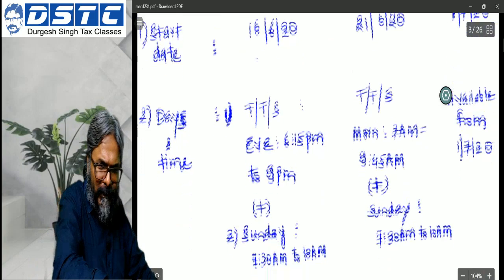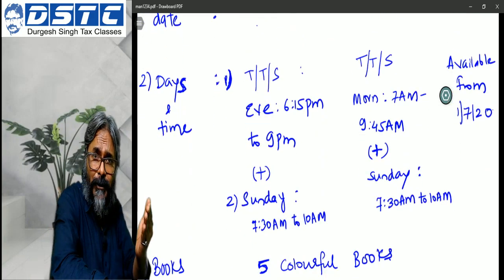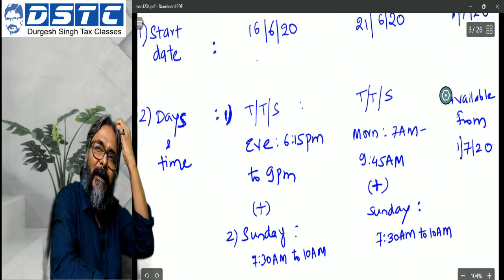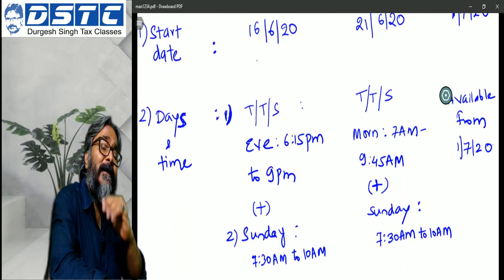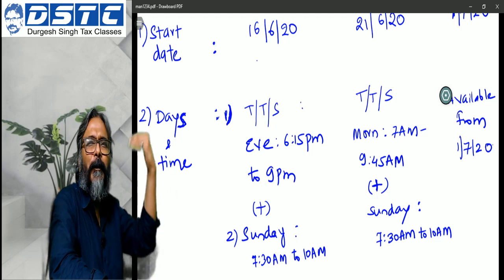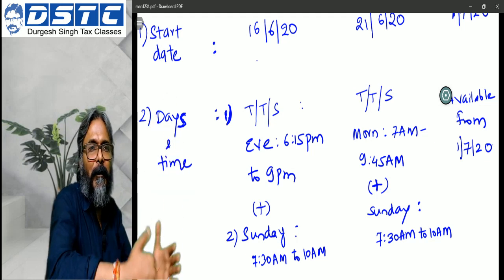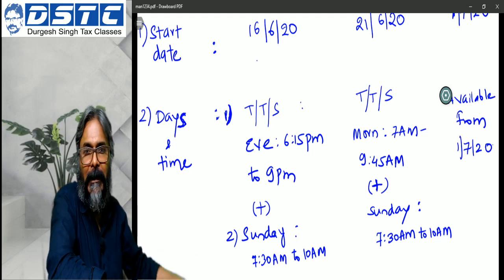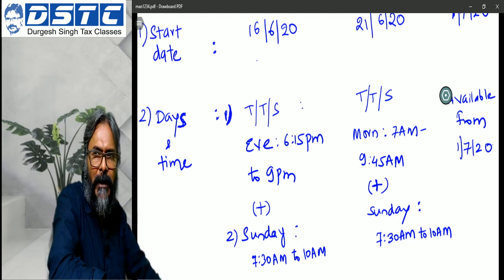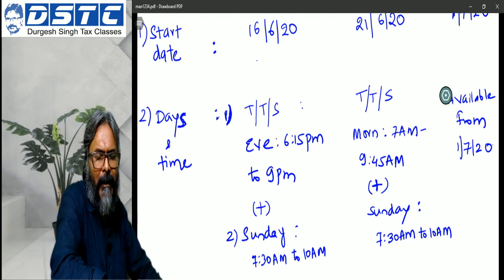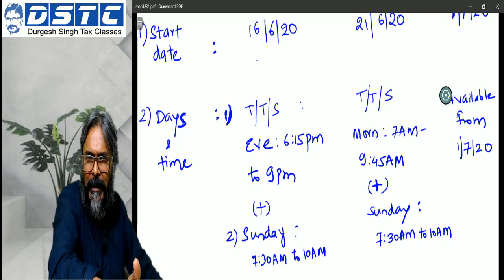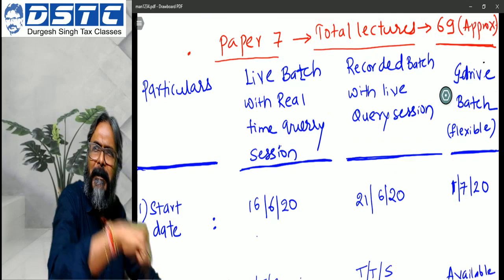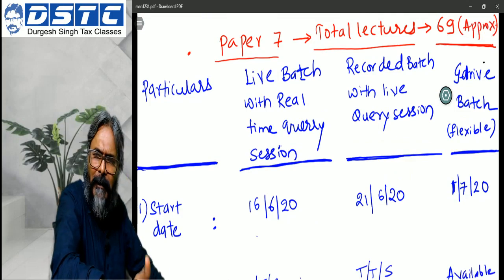Now, this facility is also there for the recorded batch with live query session. The advantage, students, is that we have seen students try to postpone and then end up having a huge pile of subjects to cover towards the end, when they are nearing their examination. So this is more of a discipline front, but there is no hard and fast rule. Some students are self-motivated and self-disciplined. They can definitely go with the existing G drive batch, which is always available to students.